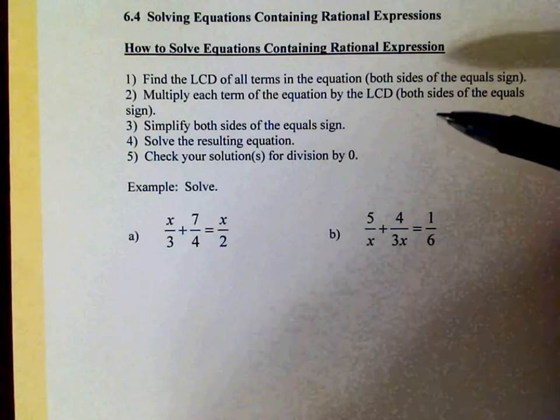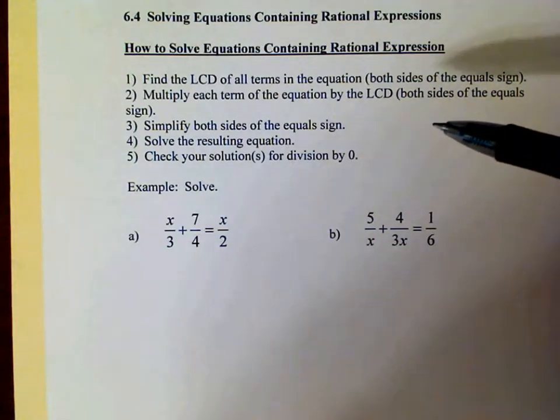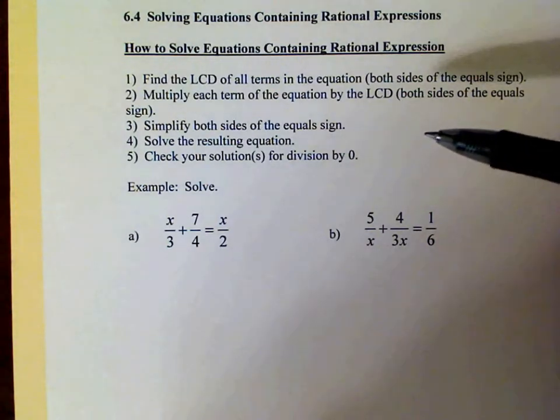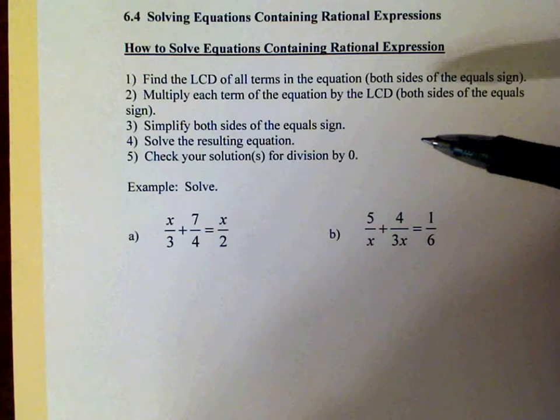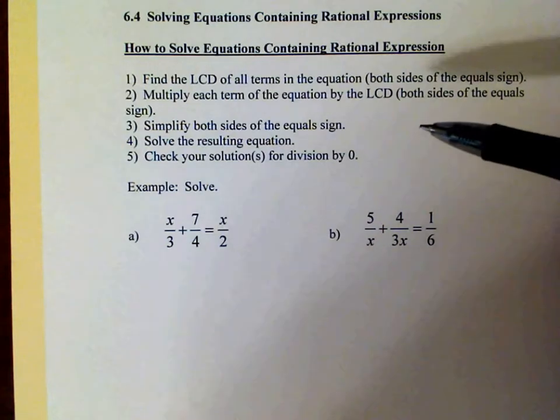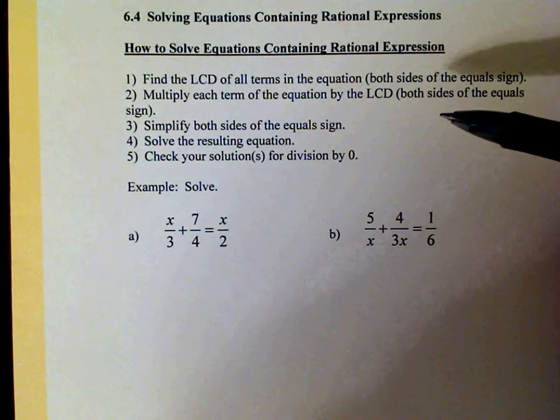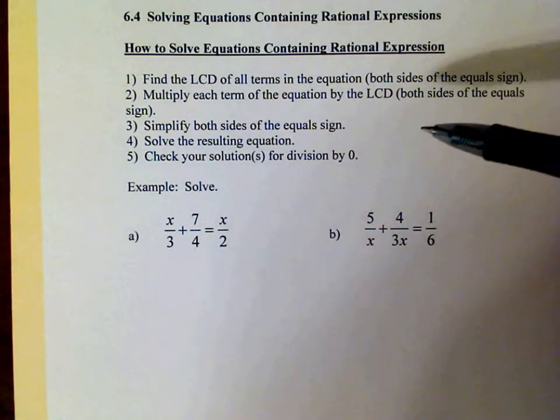And then you find the LCD of all the terms in the equation, both sides of the equal sign, not just the left side or the right side, both sides. Then you multiply each term on both sides of the equal sign by the LCD. When you do that, you will see the denominators start to cancel out. And then you'll continue as you always would as far as solving.